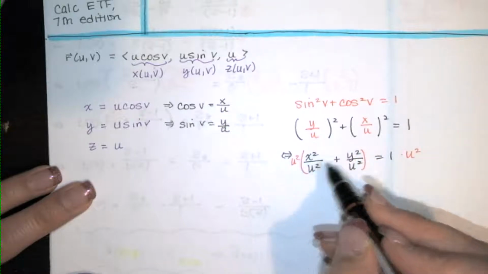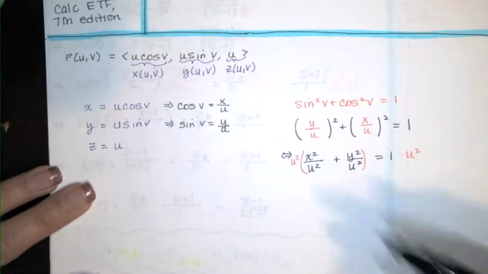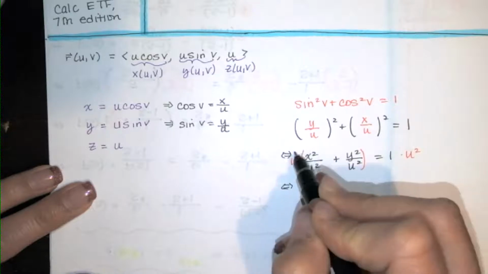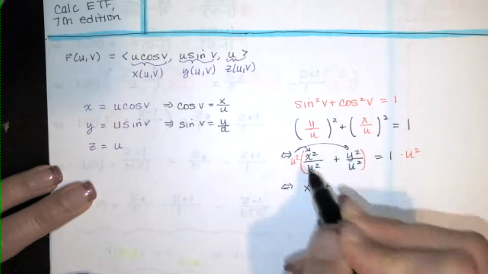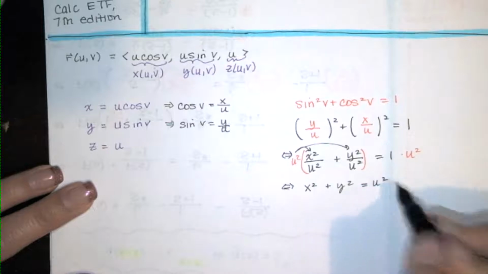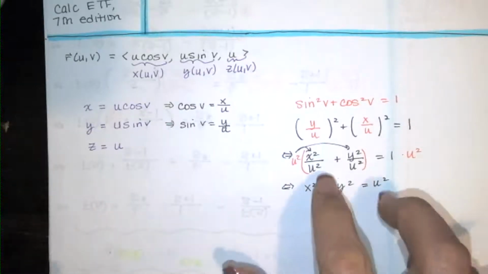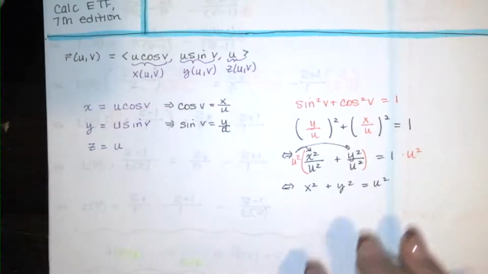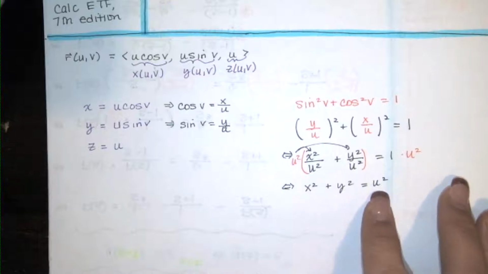Or you can think of that as multiplying every single term by u squared. This times u squared would just give me an x squared. And then this second term times u squared, the u squareds will reduce and give me a y squared, and we'll have a u squared on the right-hand side. So we have eliminated v. The v's are gone. We know that x squared plus y squared equals u squared, but we have not yet eliminated u. But that's okay.